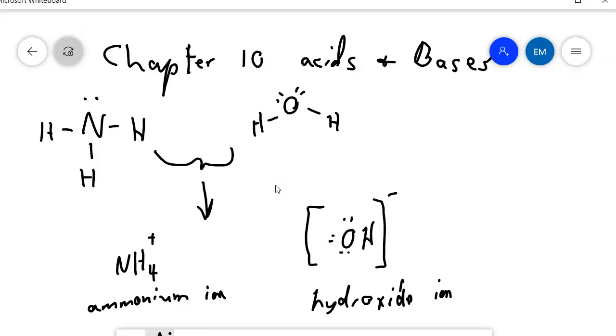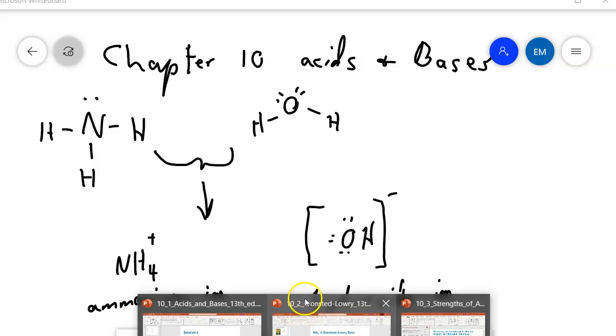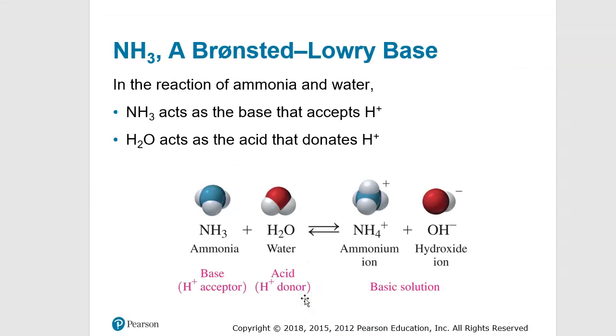But you see, that's the type of reaction that's going on. So this is what's going on here. So you have the ammonia is the base, water's the acid, and a base is a proton or hydrogen ion acceptor. Acid's a proton or hydrogen ion donor.